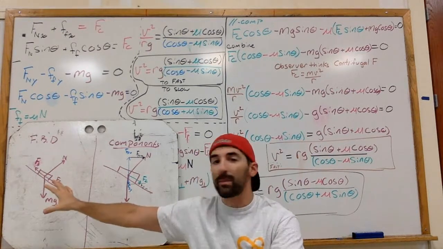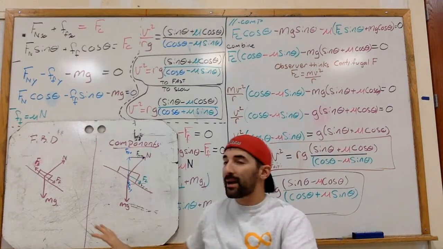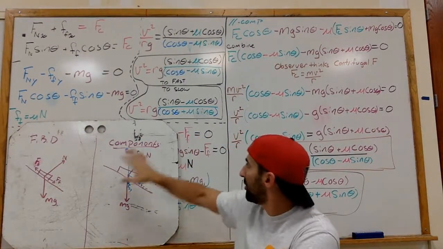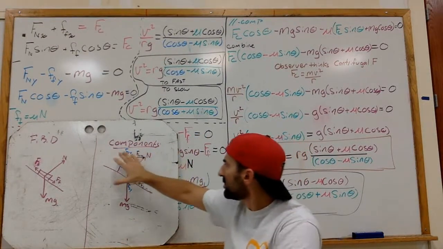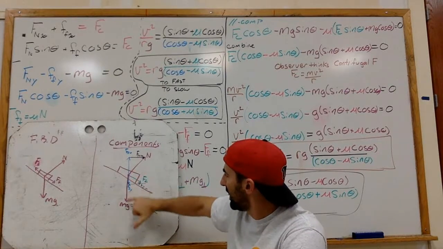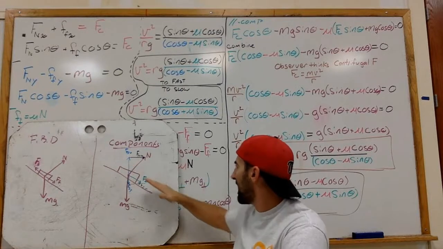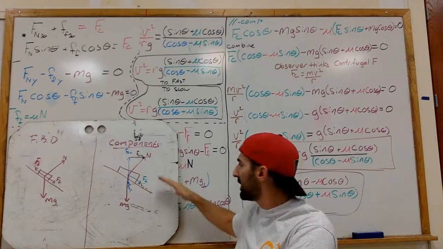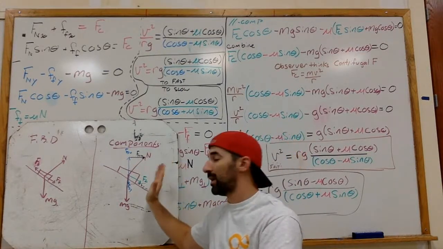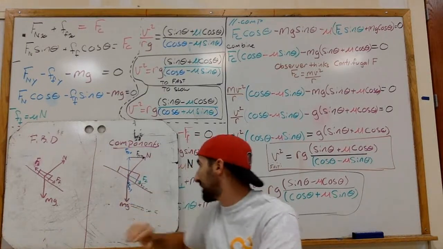So I had my free body diagram, and now here I have my component diagram. In that component diagram, I broke down the force of gravity and my normal force. The frictional force I have going down the hill. Why? Because if the car is going too fast, it would want to slide up the hill.